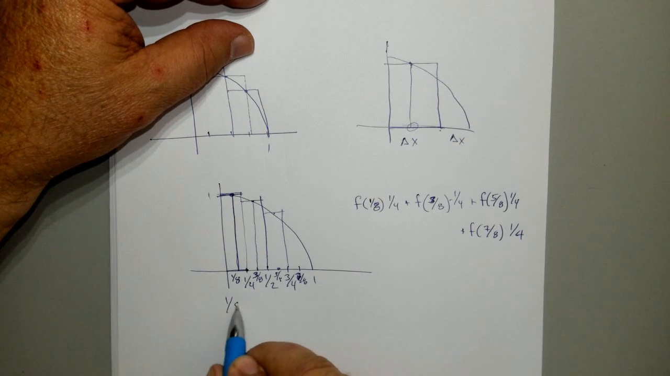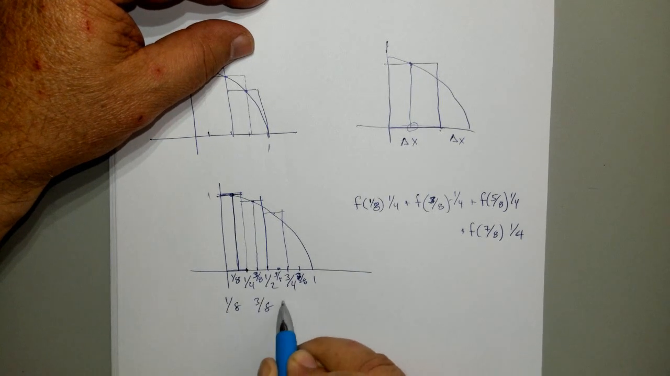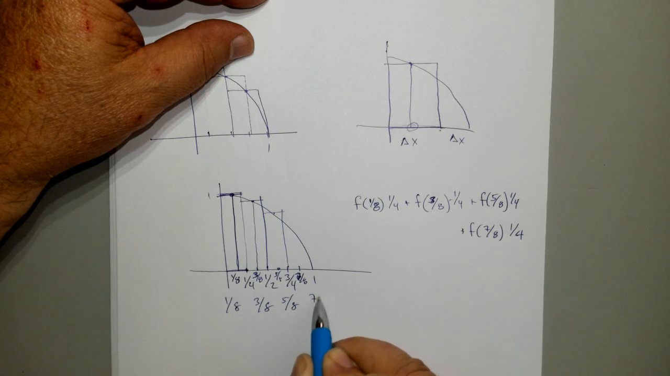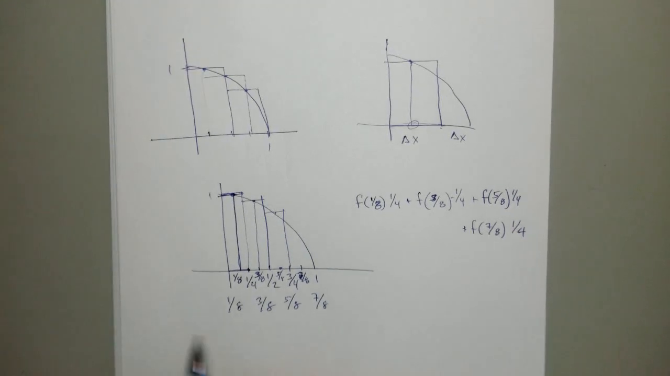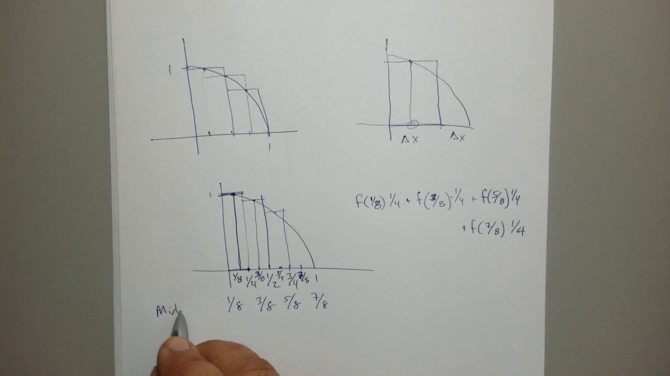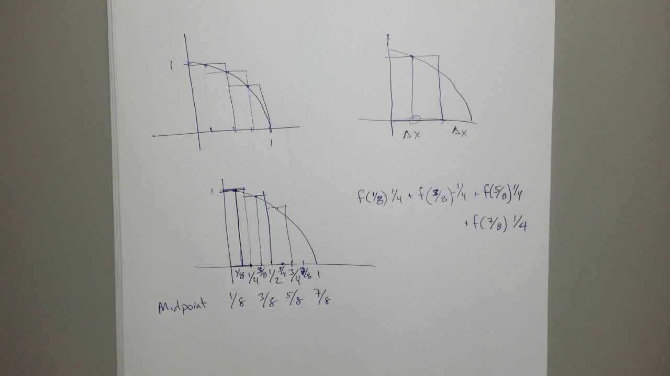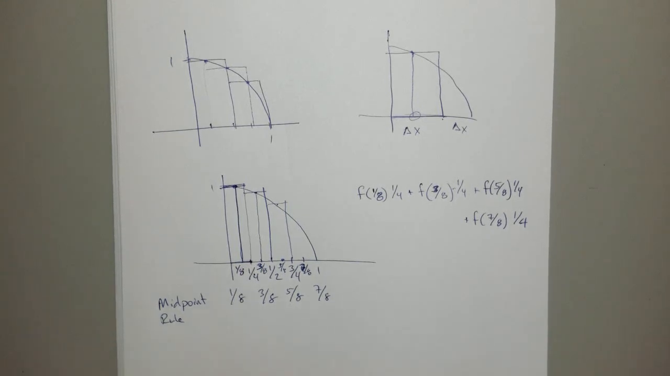So it's 1/8, 3/8, 5/8, and 7/8. These are my midpoints. This is called the midpoint method, or the midpoint rule method. Because you're keeping the width of your rectangles the same, the height of it will be the midpoint of the upper and lower bounds. Upper and lower sums, I mean.